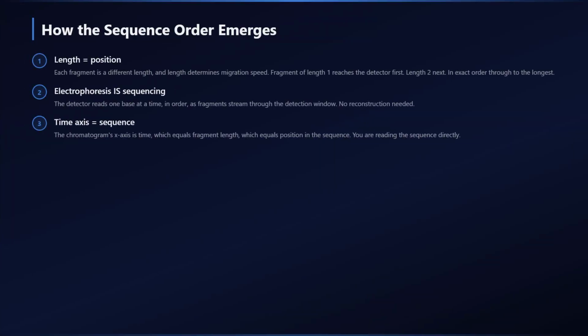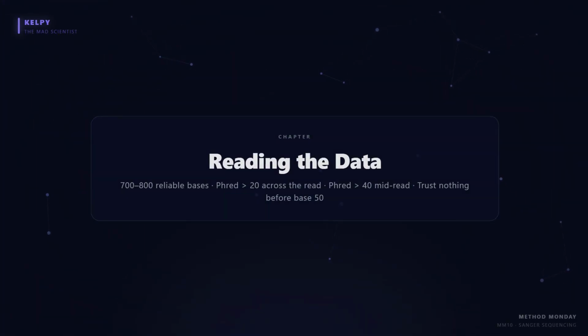The order comes directly from electrophoresis. Each fragment is a different length, and length determines migration speed. The shortest fragment arrives at the detector first, the next shortest arrives next, continuing in order through to the longest. So the detector reads them sequentially. Fragment of length 1, then length 2, then length 3, all the way to the end. Since fragment length corresponds to position in the sequence, you are reading the sequence one base at a time, in order as the fragments stream through the detection window. The chromatogram's time axis is the sequence.